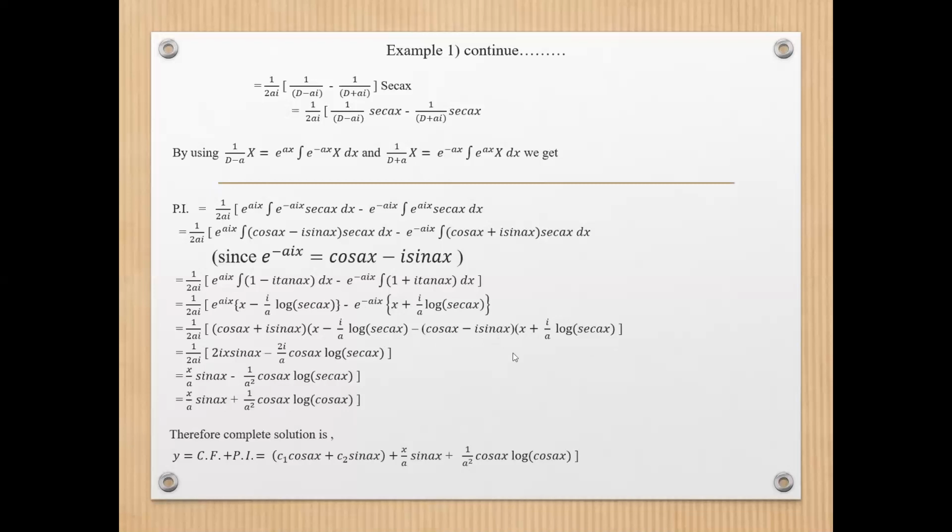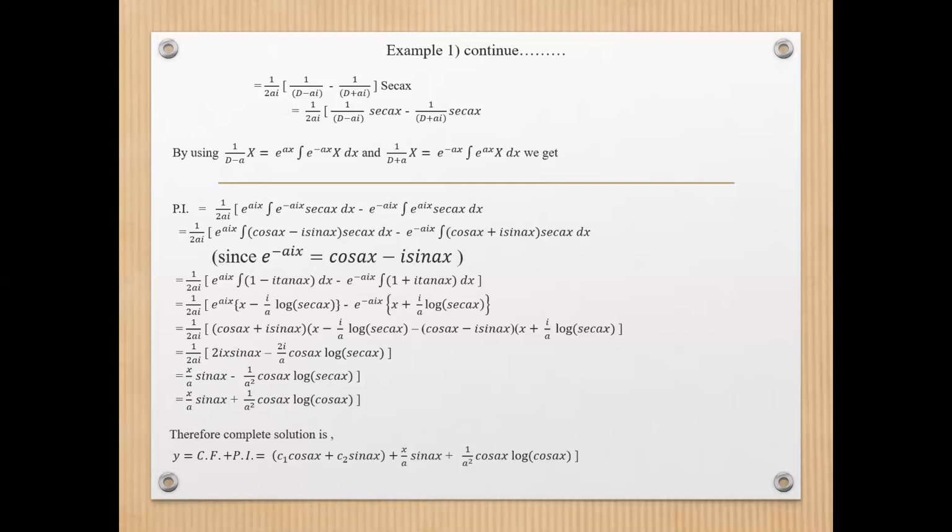So solving this bracket, we will get 2ix sin ax minus 2i cos ax log of sec ax. After multiplying this to the bracket, doing multiplication and addition, we finally arrive at 1 upon 2ai into bracket 2ix sin ax minus 2i cos ax log of sec ax. Okay, now multiply 2a inside the bracket, we get x upon a sin ax minus 1 upon a square cos ax log of sec ax, which is equal to x upon a sin ax plus 1 upon a square cos ax log of cos ax. Okay, this is the particular integral for the given problem.